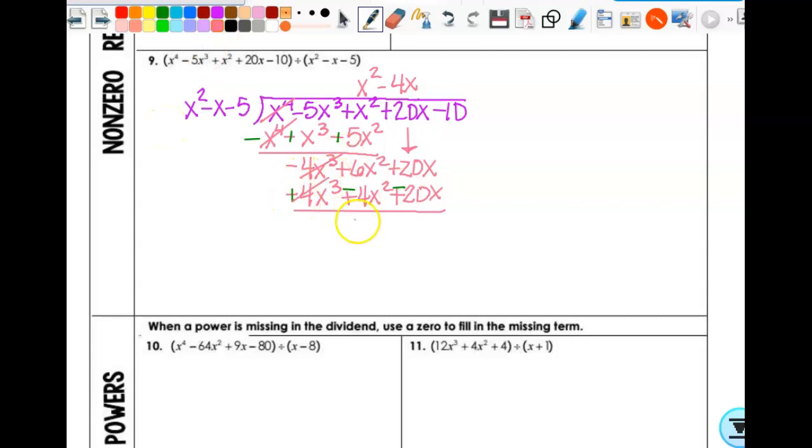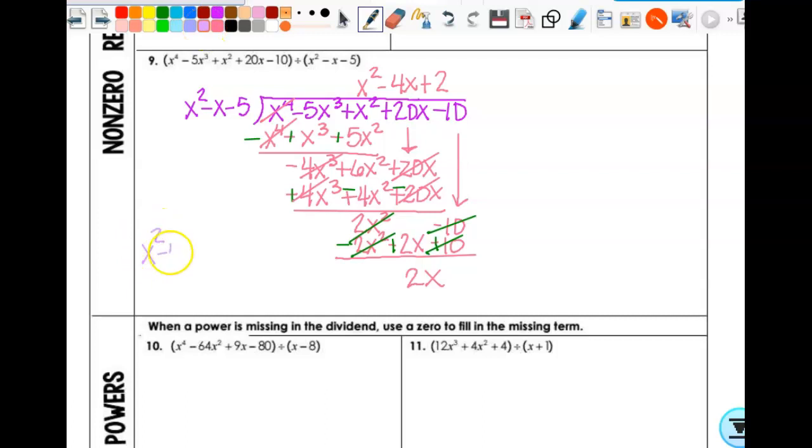These zero out. This gives me 2x squared. These zero out, and I bring down my negative 10. And I leave a big old space there. Totally fine. 2x squared divided by x squared is a positive 2. When I multiply that back, I have to multiply by all of them. So 2 times x squared is 2x squared. 2 times a negative x is negative 2x. 2 times a negative 5 is a negative 10. Then I change the signs on each piece. These zero out, and these zero out. And what I'm left with is 0 plus 2x, which is just 2x. So my answer in the end then is x squared minus 4x plus 2 plus 2x over x squared minus x minus 5.